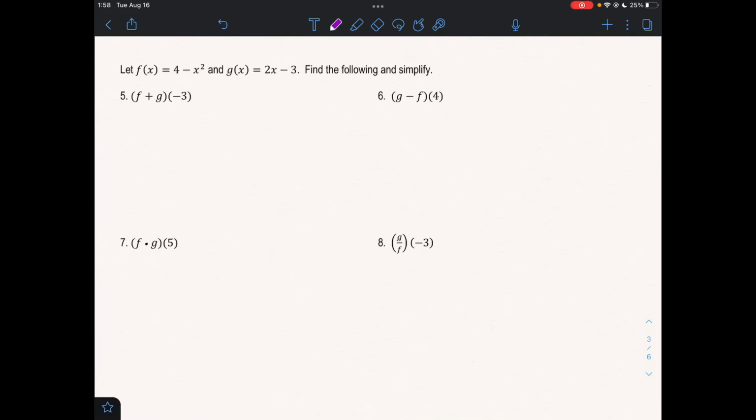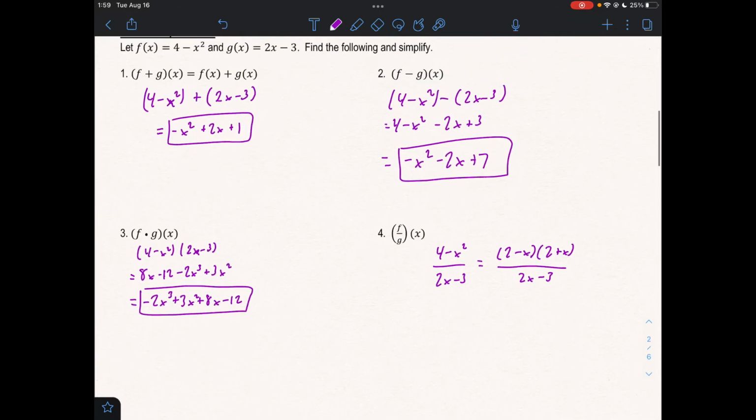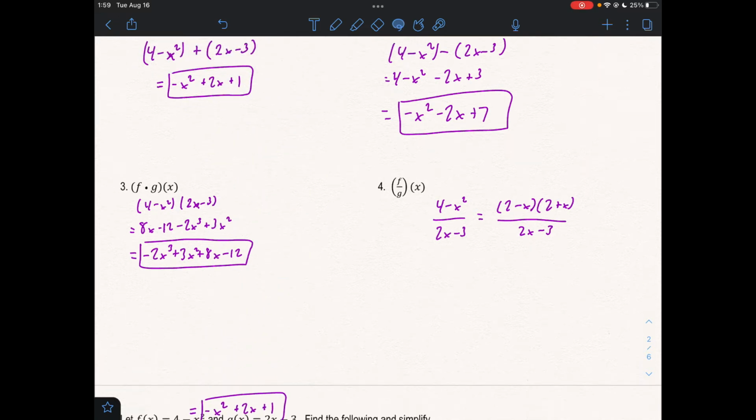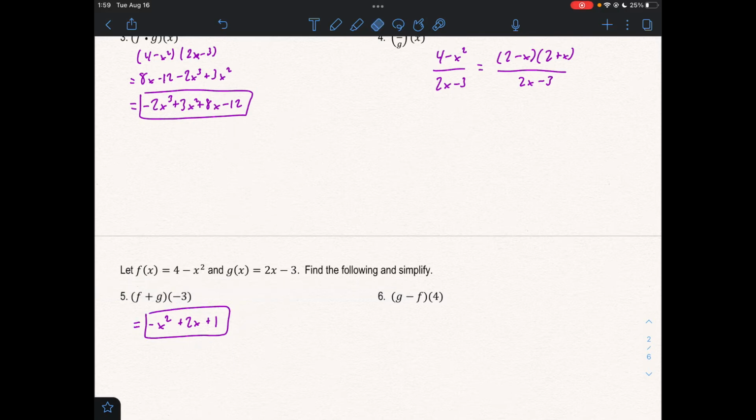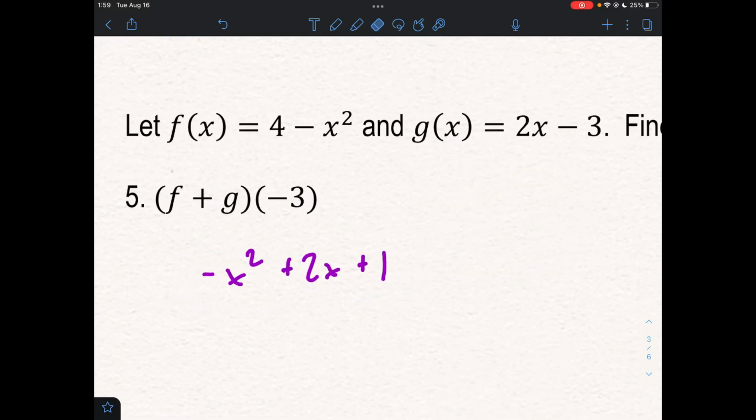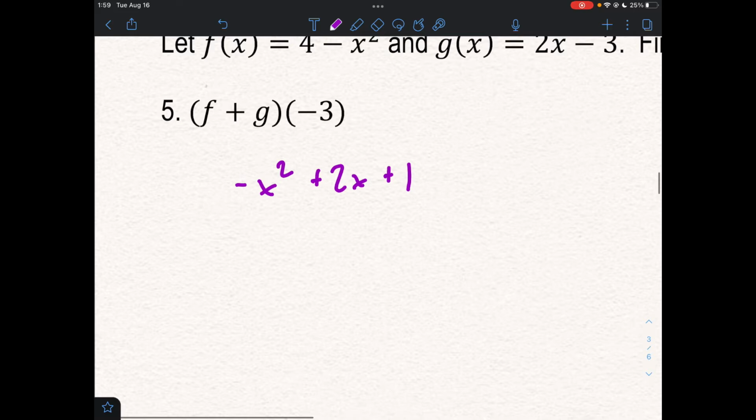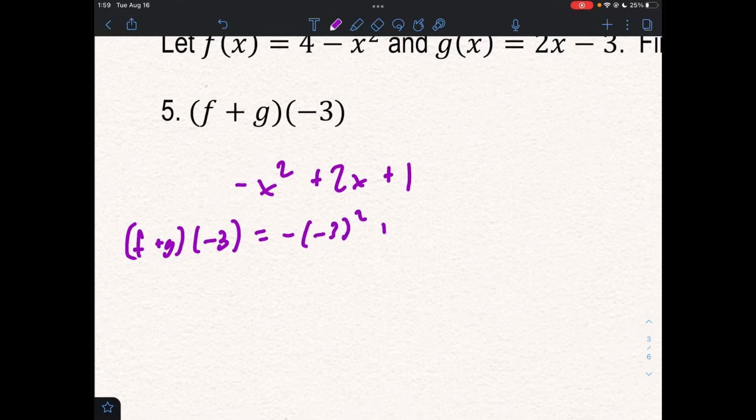So number 5, same two functions. Number 5 says f plus g of negative 3. So I'm just going to go ahead and copy down f plus g, which is right here. All right, this is f plus g. So if we want f plus g of negative 3, we're going to put negative 3 everywhere we see an x. So it would be negative 9 minus 6 plus 1, or negative 14.